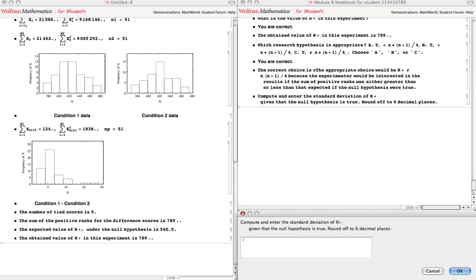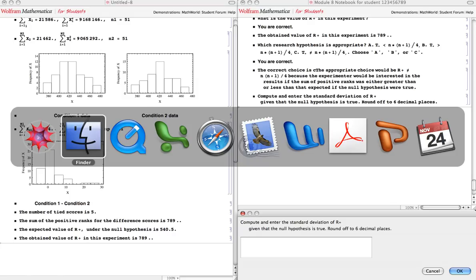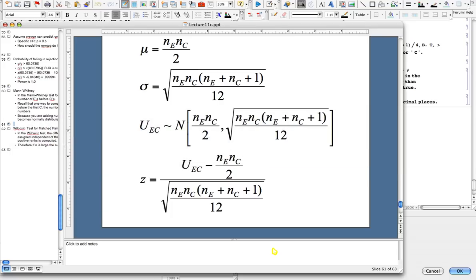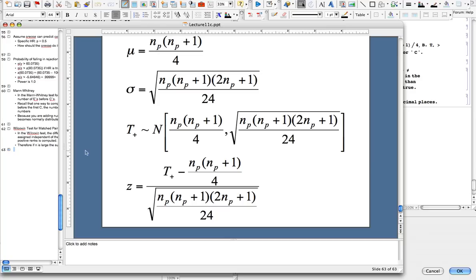Compute and enter the standard deviation of the sum of positive ranks given that the null hypothesis is true. Because we're using the z approximation to the sum of positive ranks in this case, because the central limit theorem applies, what you have to do is look up the formula if you don't have it. This is from lecture 11C that I have, or at least this is from last year, but it probably is still the same. So the standard deviation is going to be equal to this.